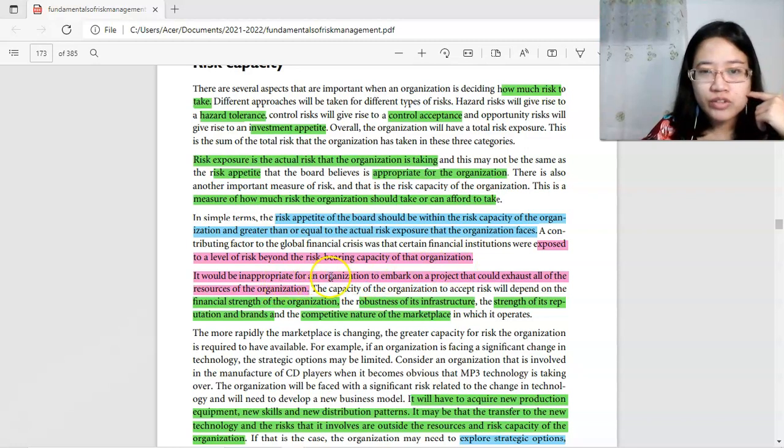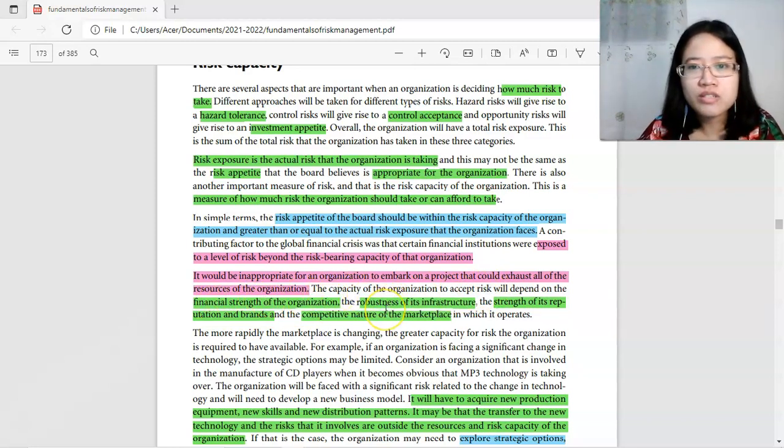It would be inappropriate for an organization to embark on a project that could exhaust all of the resources of the organization. Kasi meron namang, they have other things to put their resources on, like yung normal operations nila. So, before they take on, let's say, mga opportunity risk, have to consider kung magkano pa ba ang available na funds ng organization. Okay? Capacity of the organization to accept risk will depend on financial strength of the organization, robustness of its infrastructure, strength of reputation and brands, competitive nature of the marketplace.